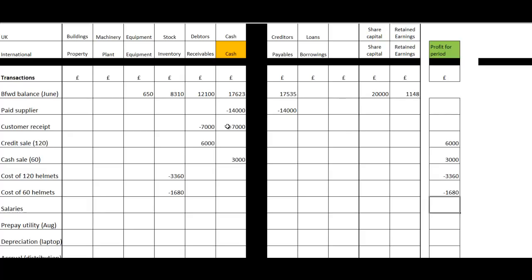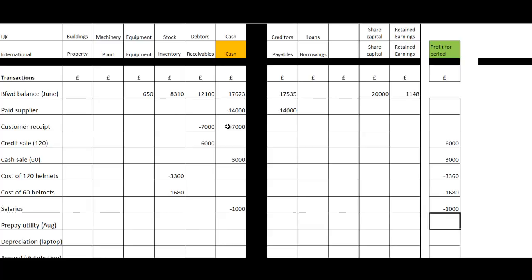In the profit column. Okay, we then have salaries of £1,000, which we pay in cash. And this is a cost in the month, which appears in the profit column. And we have the £50 for the utility bill.